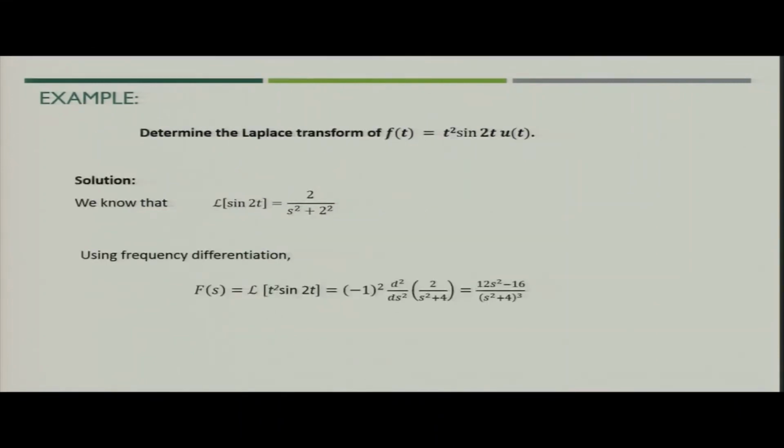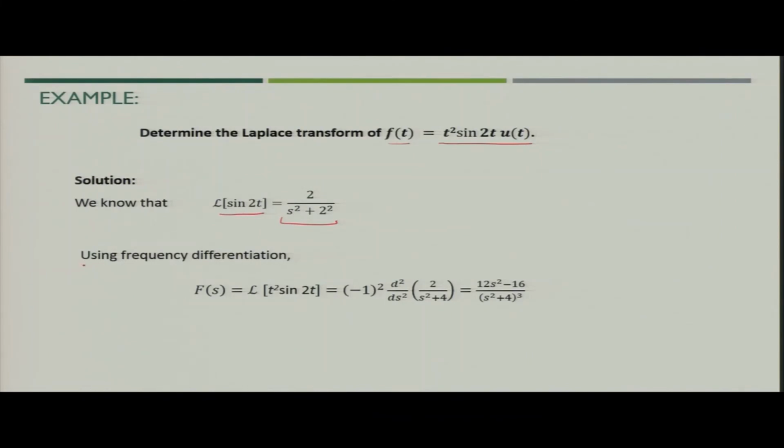Now, let us take another example. If function f t is t square sin 2 t multiplied by unit function u t. Now, what we know is that the Laplace of a periodic function, that is sin 2 t, is nothing but 2 upon s square plus 2 square, that is omega upon s square plus omega square. This is what we know about the Laplace of the sine function. So, this will become 2 upon s square plus 2 square.